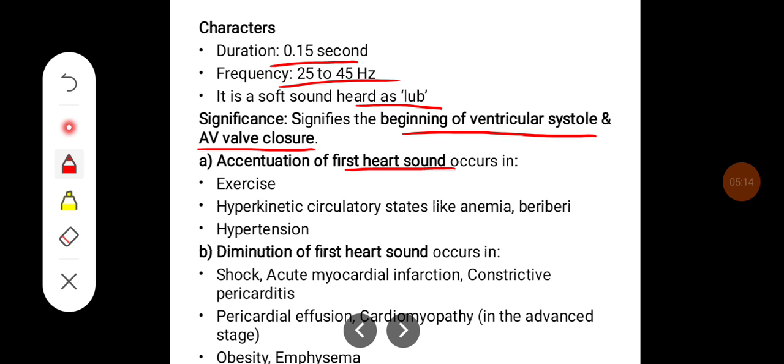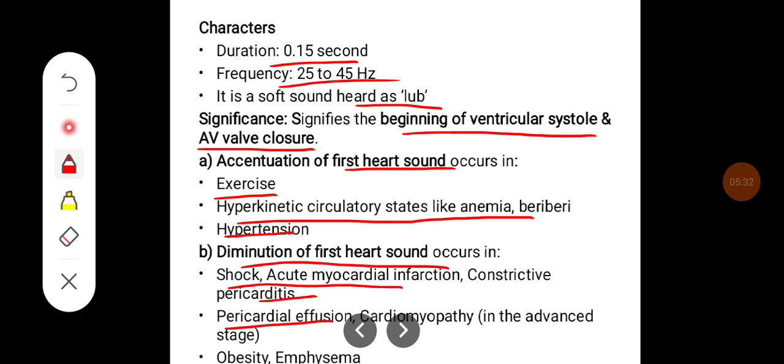Accentuation of the first heart sound occurs in exercise, hyperkinetic circulatory states like anemia, beriberi, and it also can happen in hypertension. Diminution of the first heart sound occurs in shock, acute myocardial infarction, constrictive pericarditis, and it is also seen in pericardial effusion, cardiomyopathy in advanced stages, and also in obesity and in emphysema.